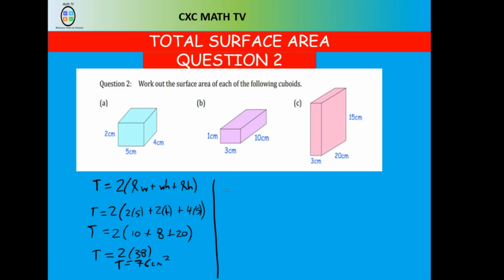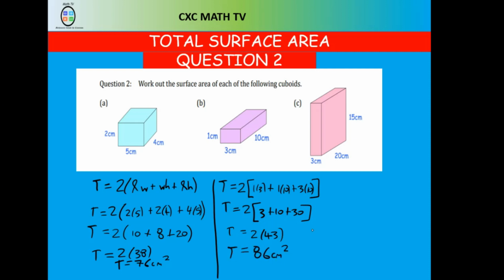For the next one now, total surface area is 2 times 1 times 3 plus 1 times 10 plus 3 times 10. Works out to be equal to 2 in bracket 3 plus 10 plus 30. That is 40 plus 3 is 43. 43 times 2 is 86. The total surface area is 86 centimeters squared.